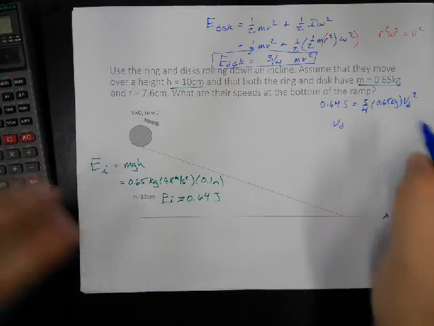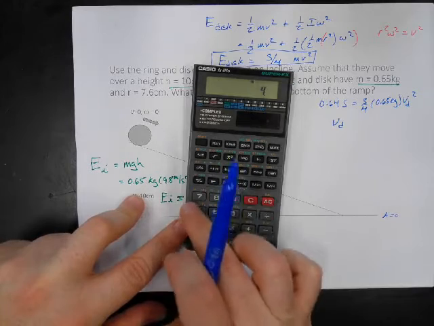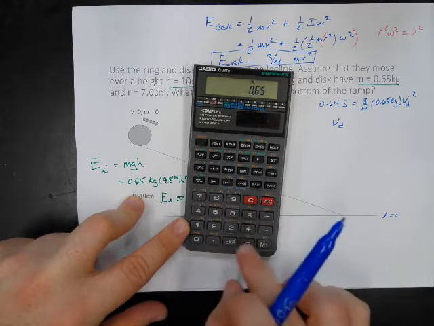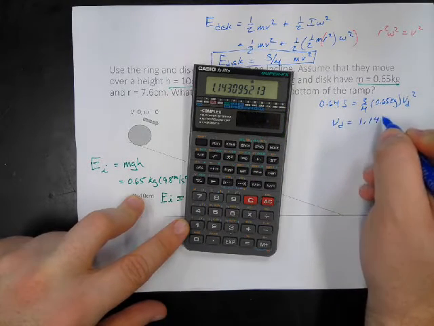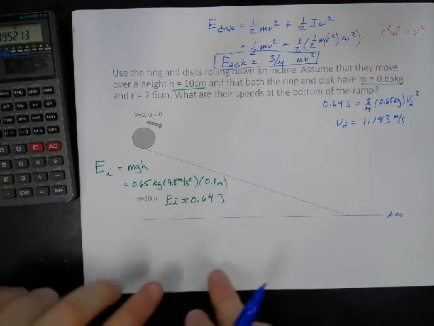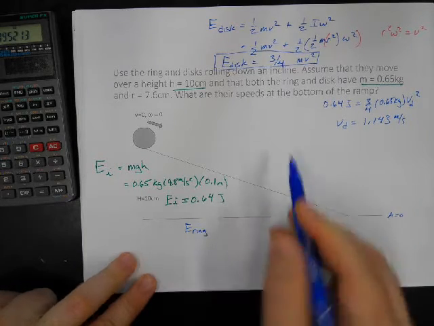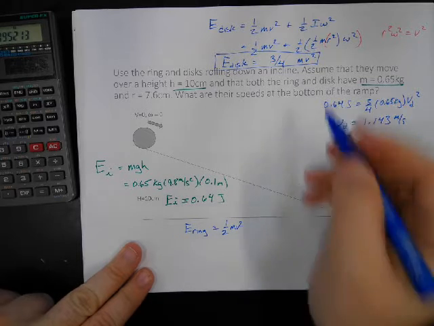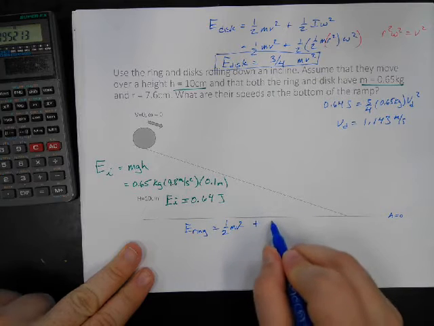And so the velocity of the disk, rearranging this, is going to be this number times 4 divided by 3 divided by 0.65, and then we'll take the square root. We'll have 1.143 meters per second. So now down here, I'm going to do the energy of the ring. And it's going to be 1/2 mv squared plus, now this 1/2 I omega squared, we can plug in what I is here. It's going to be 1/2.